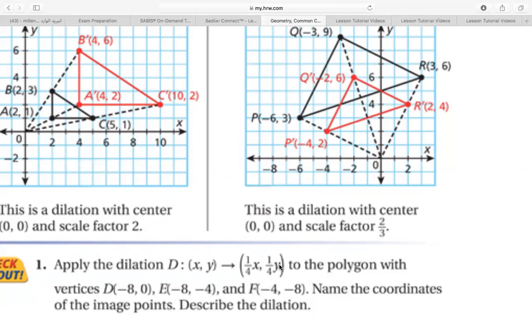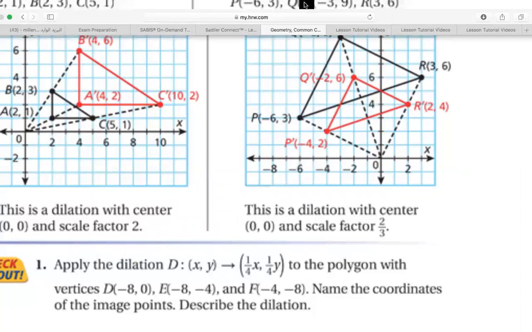Okay, girls? Now get out a paper, girls, and give me the new value of D and the new value of E and the new value of F when you applied the dilation on them.